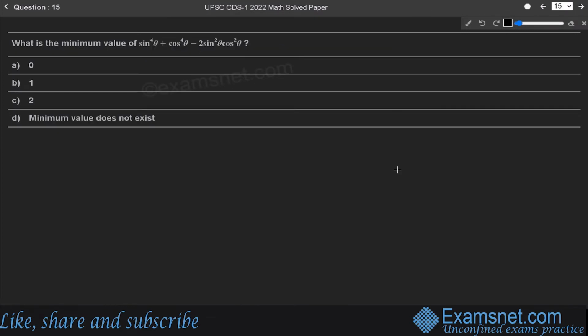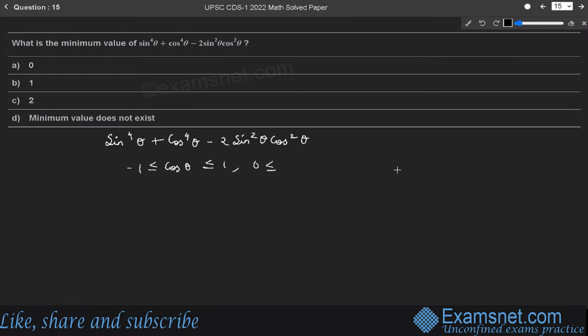Next question is, what is the minimum value of the trigonometric expression sin^4 theta + cos^4 theta - 2 sin^2 theta cos^2 theta? This is the given trigonometric expression and we have to find the minimum value for this. In this question, we will have to use a concept which is that cos theta lies between -1 and 1. We already know that.